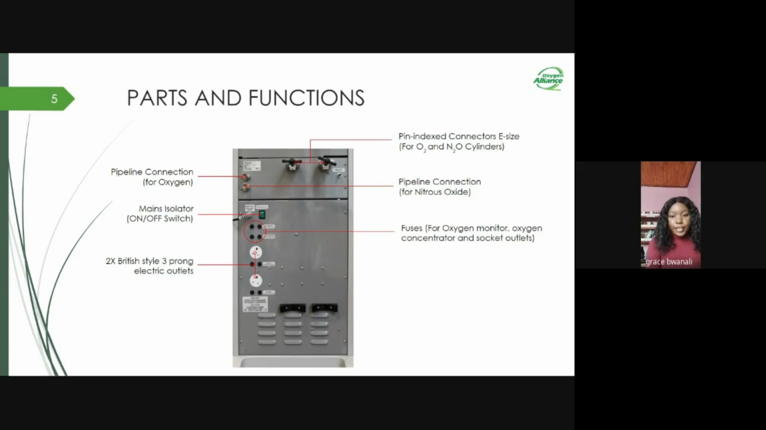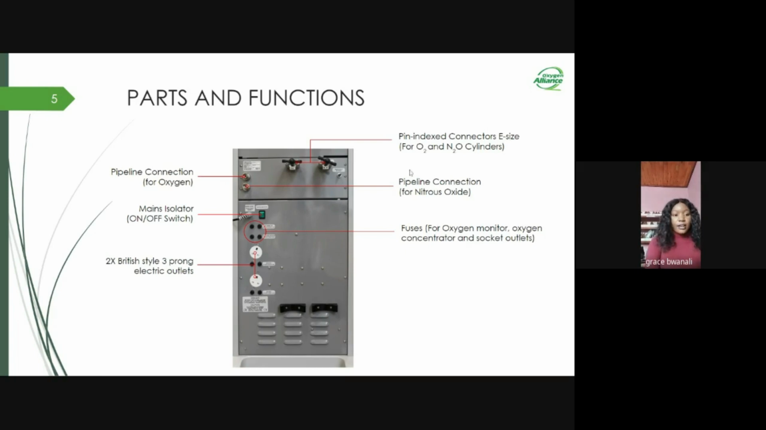And then we have the mains isolator, the on and off switch. This is the main switch which is used to switch on and off the whole system. Distal to it, we have the electric outlets. These are connections which can be used when you want to connect the machine to other electrical parts such as patient monitors. And then we also have fuses for the oxygen monitor, oxygen concentrator, and socket outlets.